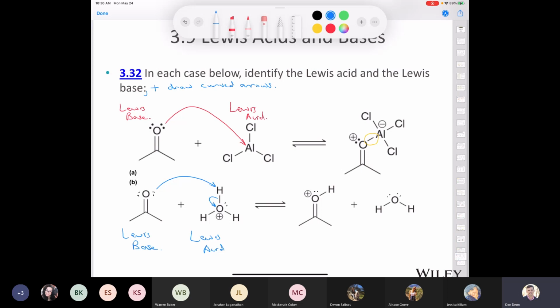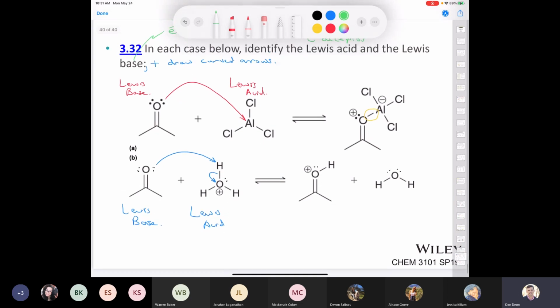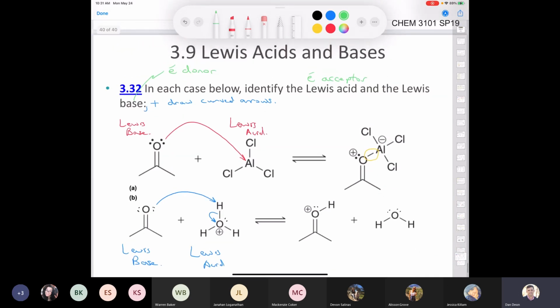Remember that a Lewis acid is an electron acceptor, and a Lewis base is an electron donor. And again, that's going to come up over and over and over in organic chemistry because we're just laying the groundwork for the course right now. And that covers all of the content for chapter 3. That is all of the acids and bases chapter.